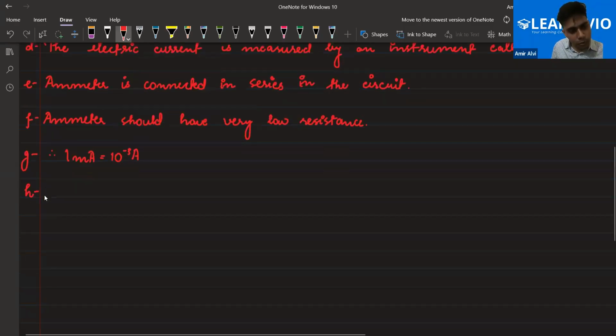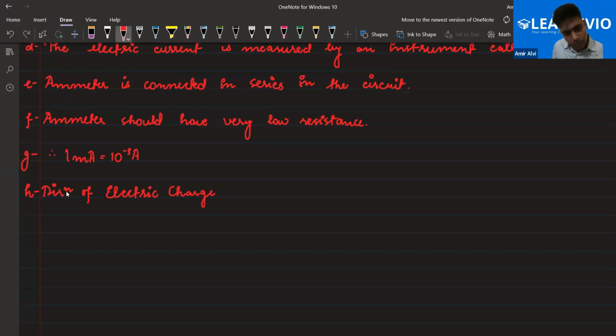So what's the first word? Direction, the short form of direction. You can use this in your notes only, not in the exam, because the teacher will say, what is it? And current.